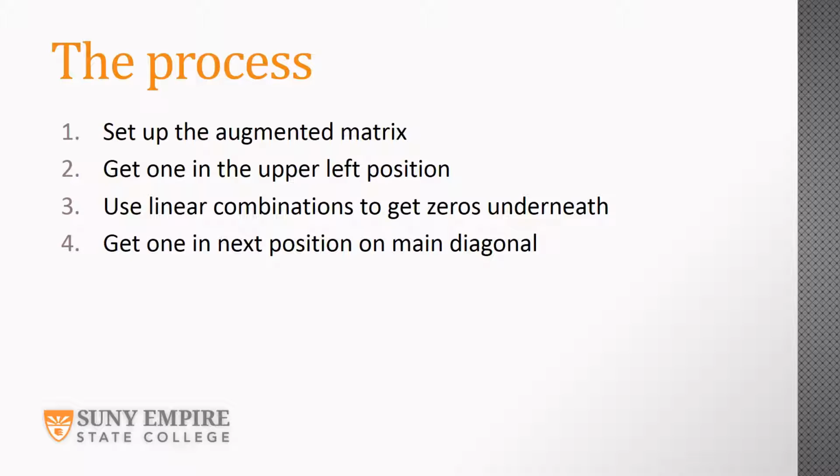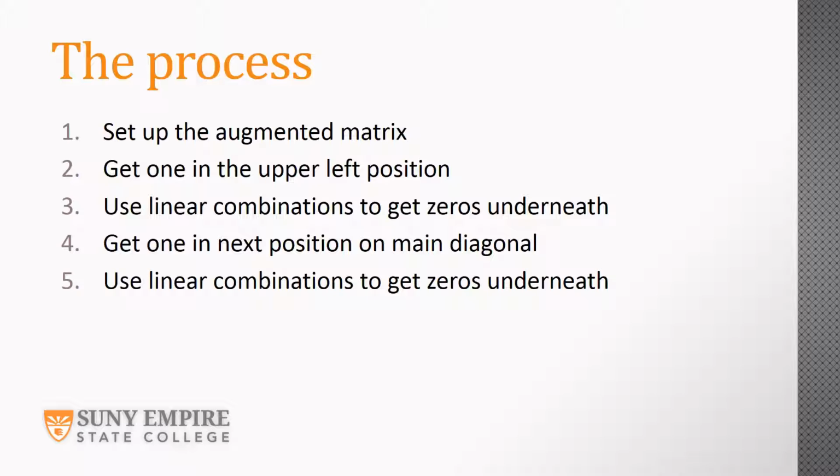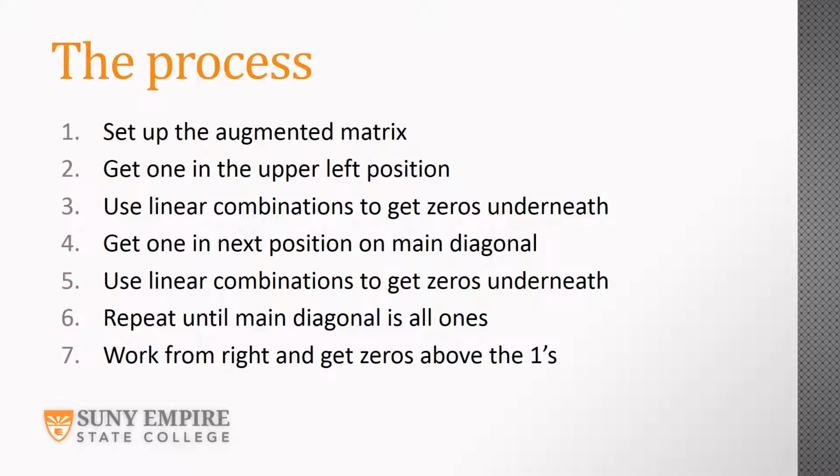Next, we get a 1 in the next position down the main diagonal, using either row swap or scalar multiplication. Note that we will not move row 1, as we want to keep the 1 in top left. Then we use linear combinations to get zeros underneath the 1. Repeat this process until we have 1s down the main diagonal. Then we work from right to left to get zeros above the 1s.